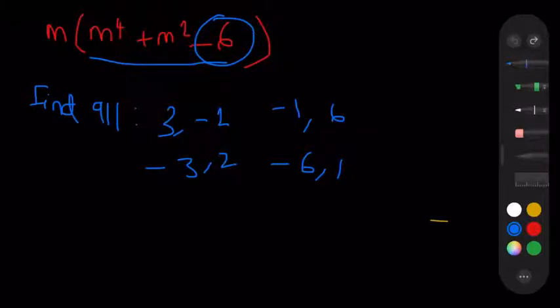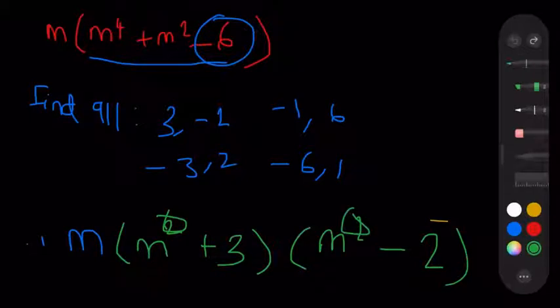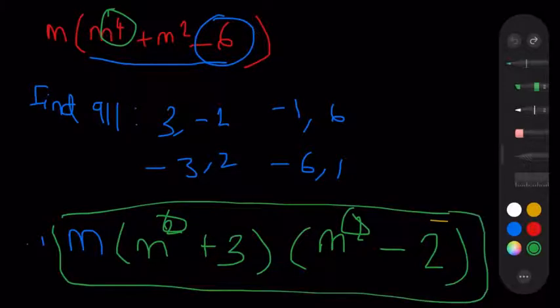Okay, so what we will write is we will keep m outside the bracket, as we said previously. And then for m to the power of 4, we will take m to the power of 2 plus 3, and m to the power of 2 minus 2. Why to the power of 2? Because if we multiply, we want to get m to the power of 4. Okay, and this is our answer.